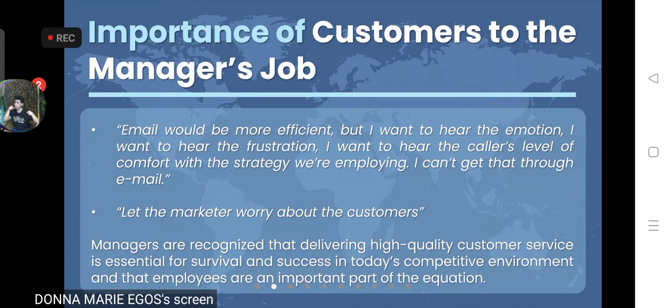Email will be more efficient, but I want to hear the emotion. I want to hear the frustration. I want to hear the caller's level of comfort with the strategy we're employing. I can't get that through email. Okay, thank you for that, Ms.